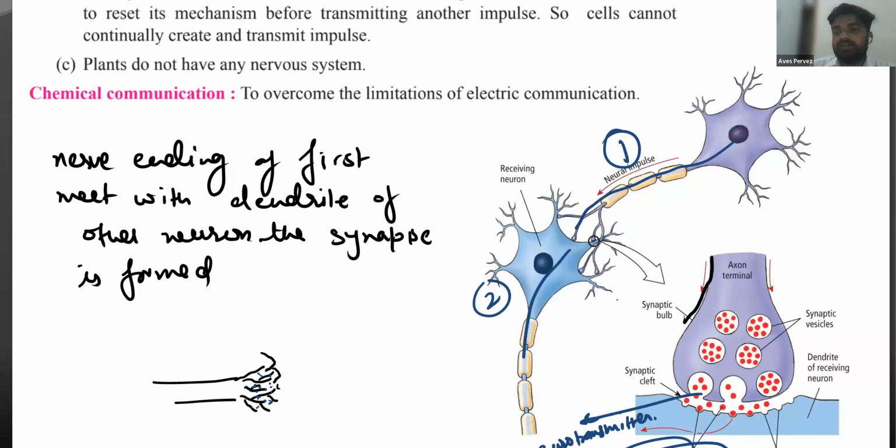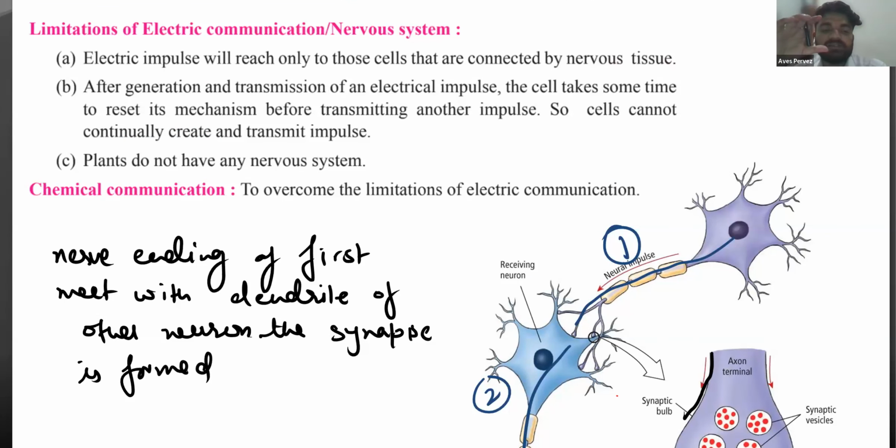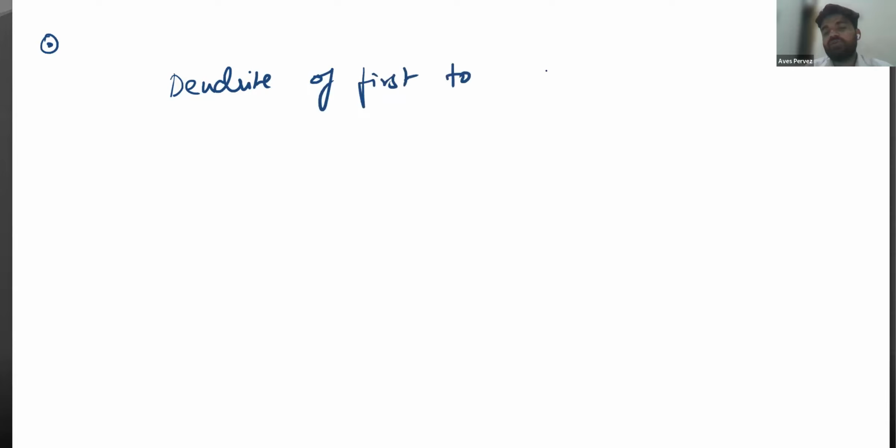Okay. Now moving to this part. If someone asks you about the conduction of impulse at synapse, if a question comes on the direction, you need to tell which one is the correct option, that at synapse the signals are transmitted. If a question is asked in your examinations, the direction of transmission of impulse is from axon of first to dendroid of second, not dendroid of first to axon of second.